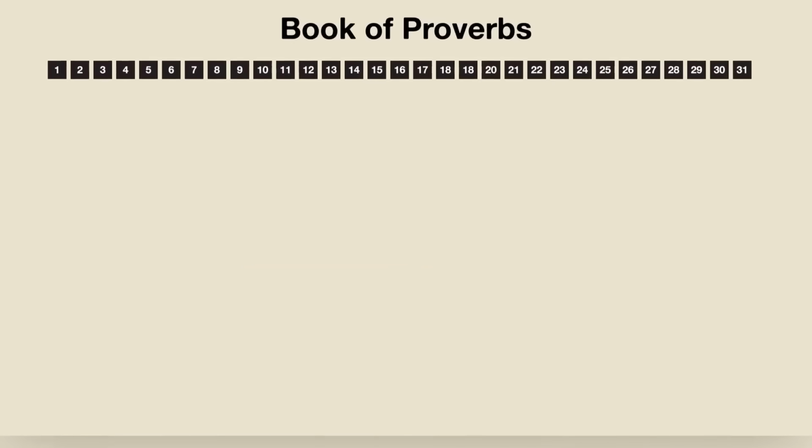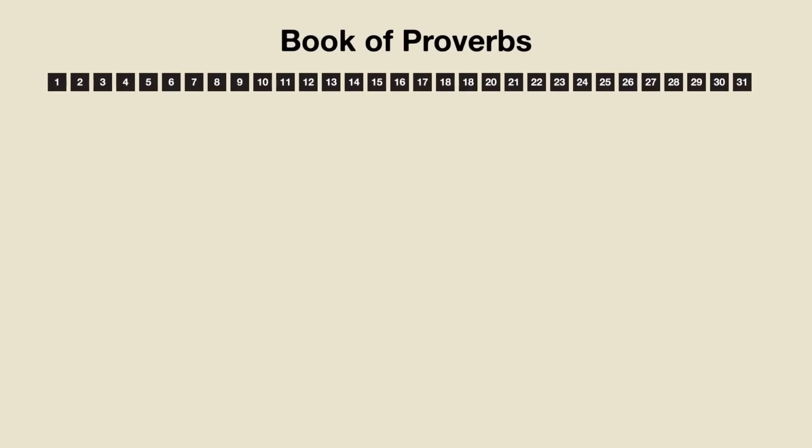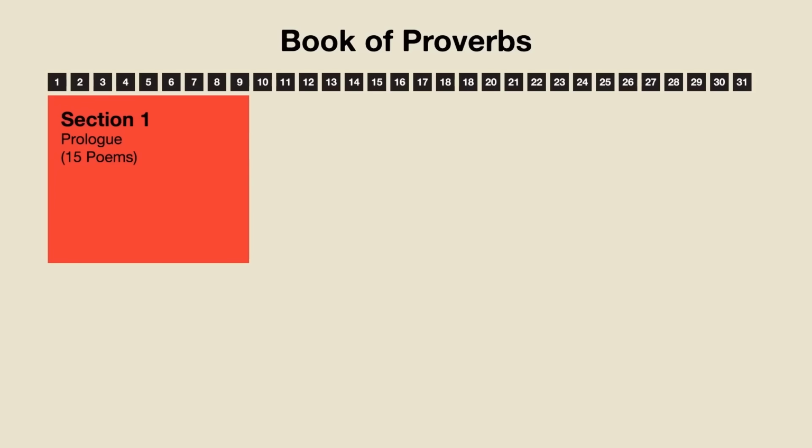Okay, next up is the Book of Proverbs. It too is not really a single book, but rather a collection of texts written by different people during different time periods. Basically, it can be divided into 6 sections. Although the book begins with the phrase, "the Proverbs of Solomon, son of David," most scholars believe that the first 9 chapters are actually a prologue, probably added during the Persian period.